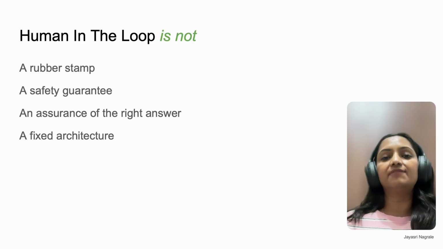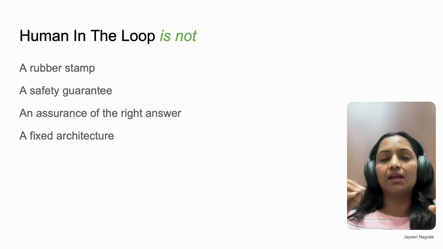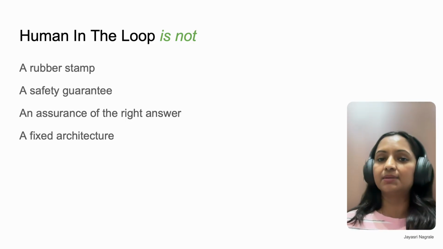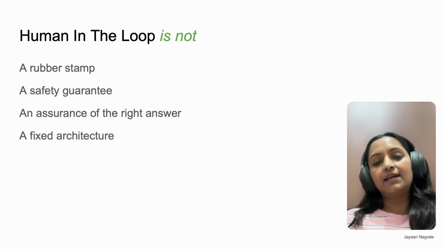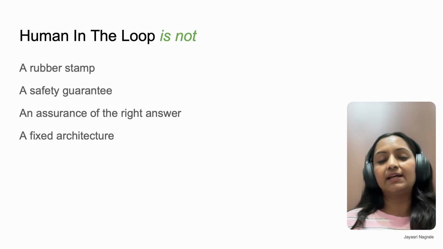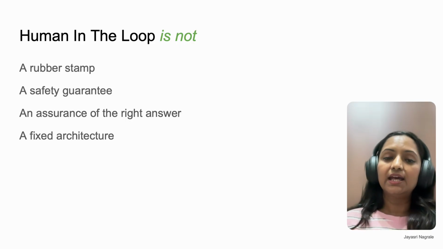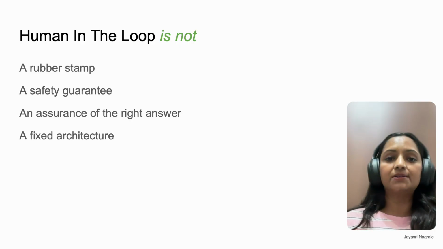And lastly, it is not a fixed architecture. Just because we placed humans inside an AI process at the beginning doesn't mean that one month down the line the same process still holds. AI systems, and basically the way in which we do things generally, are evolving at such a rapid rate that these processes might need upgrading every few weeks.